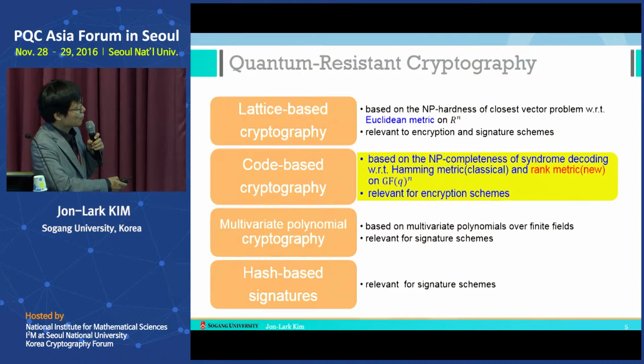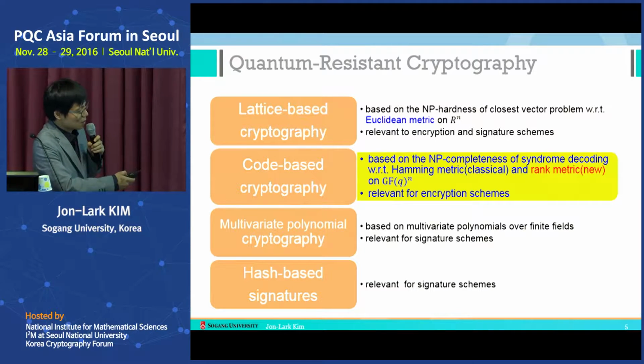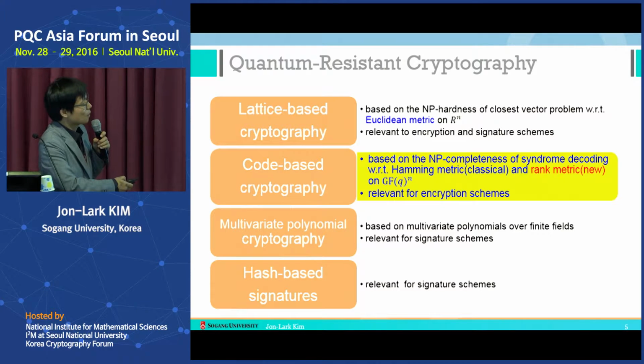That's why I was interested in code-based cryptography, because I have worked on classical LDPC codes before, so I know that area and I know some of the lattice parts. So then let's combine these concepts together to understand the rank metric based code cryptosystem well. So this is what I want to explain today.